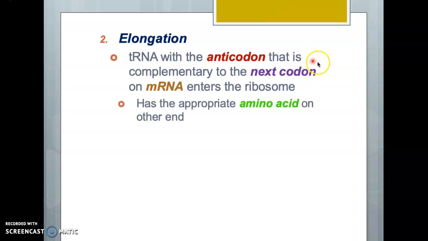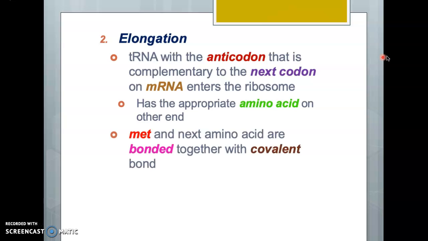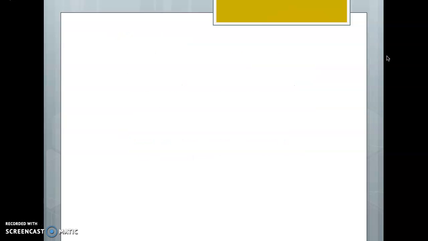So that next tRNA with the correct anticodon is going to go into the spot right next to the methionine, and it's going to have the right amino acid on it. And the methionine and whatever that next amino acid is going to be are bonded together with a covalent bond. And remember, anytime you're talking about an organic molecule and you are creating a covalent bond, the name of that process is dehydration synthesis. So this is happening through dehydration synthesis, which requires energy.